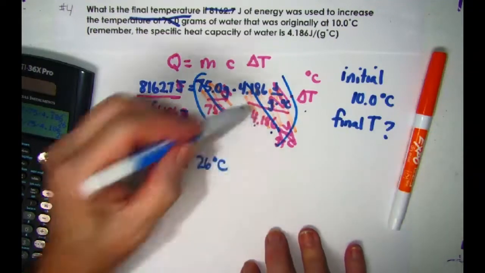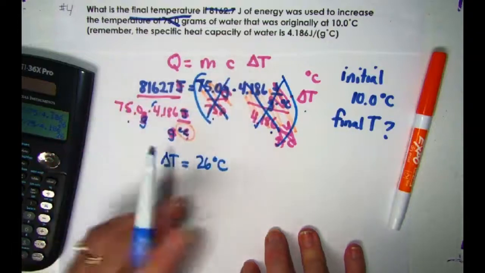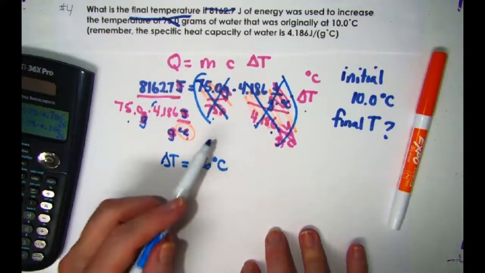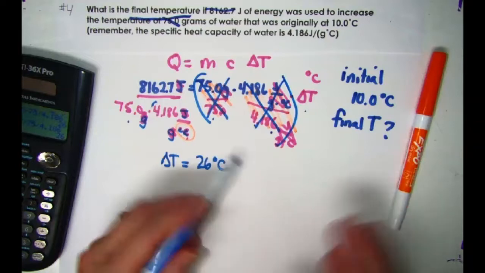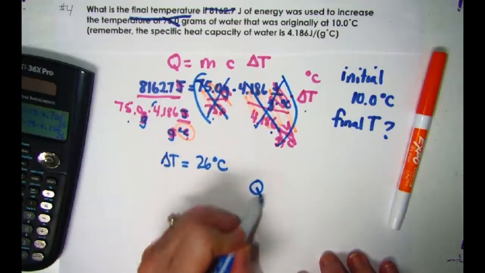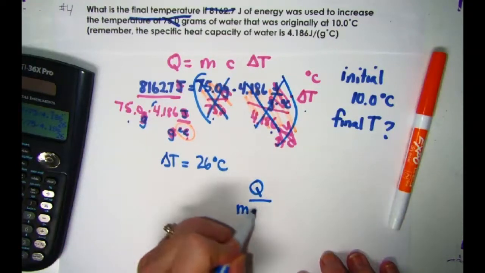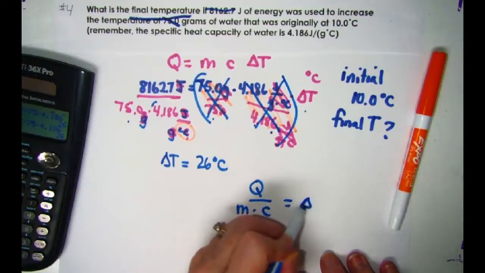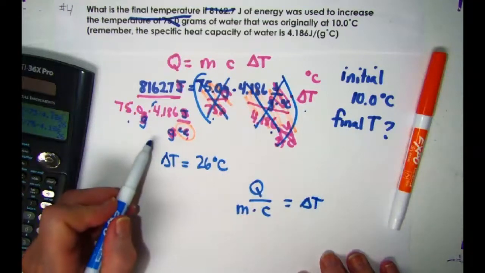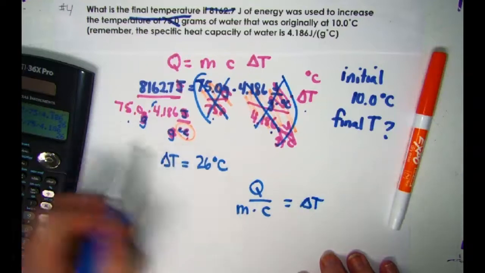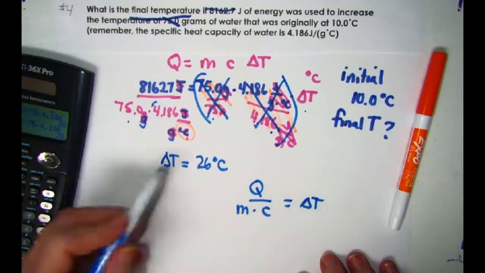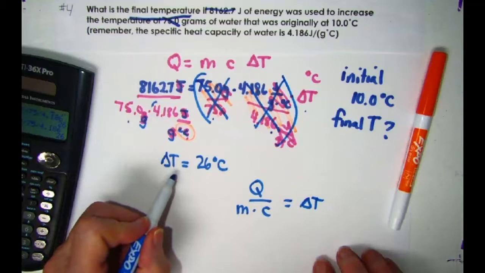Okay, so I know this looks busy, but all I'm doing is solving for delta T. You can rearrange, and you end up with Q over M times C equals delta T. That's what this math is right here. Okay, so delta T is 26.